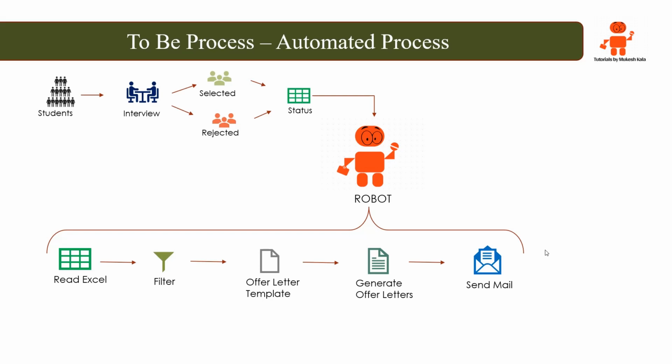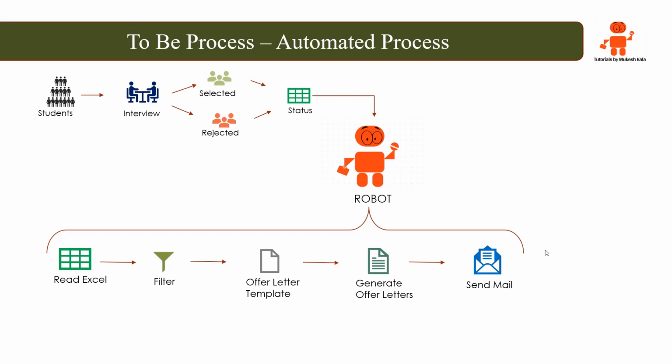And the last thing, it will simply send the email. So now if you see, the HR people have to just interview the candidates, maintain a single spreadsheet, and keep it at some location. Maybe they can email it to the robot, and now they just have to sit and watch the robot doing its job. Reading the Excel, filtering, generation of the offer letter, sending the emails to the candidates, everything will be done by the robot. And this is the process we are going to build today.